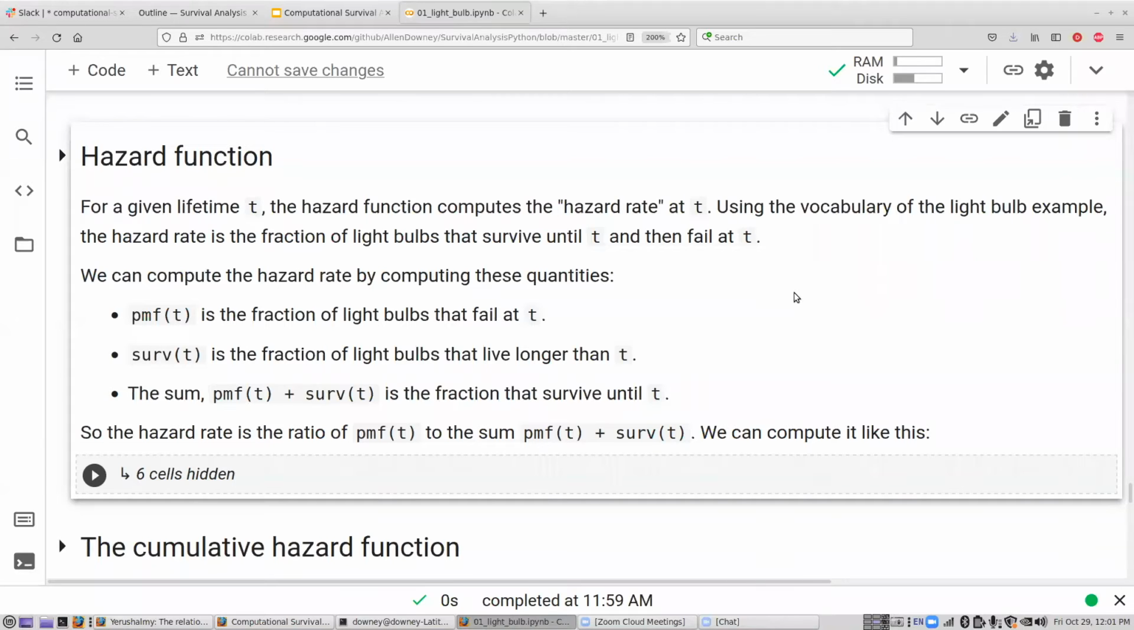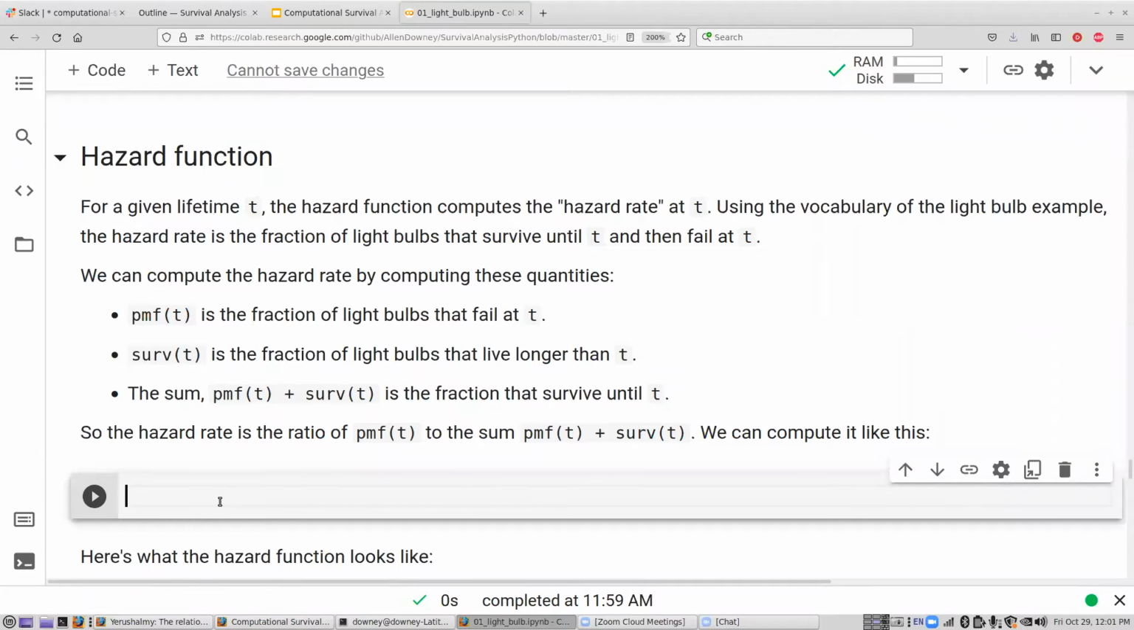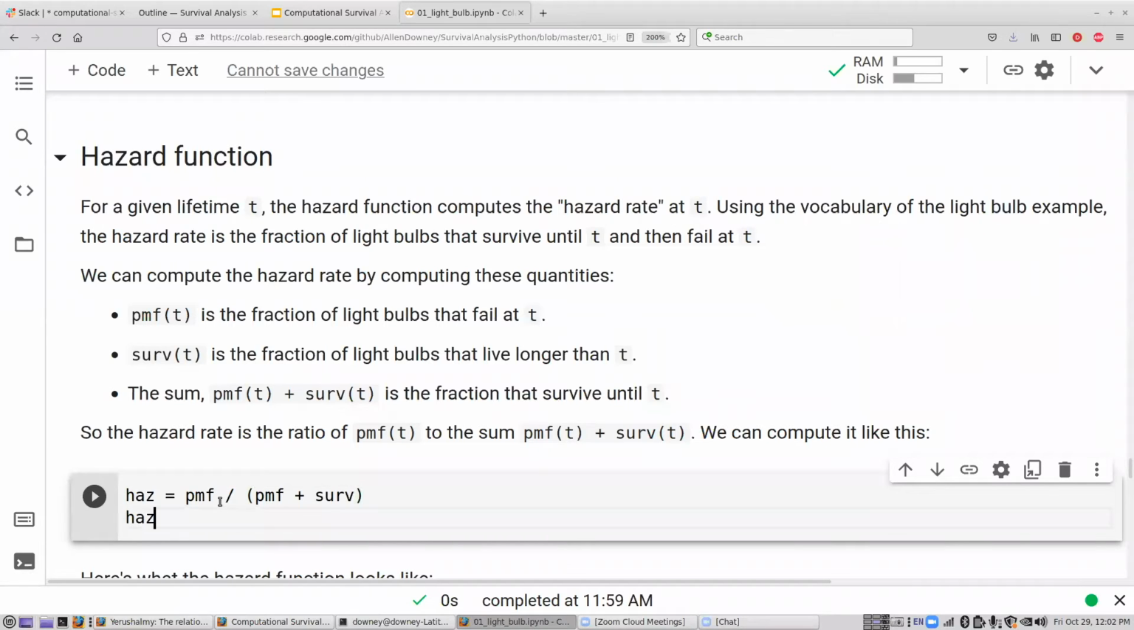If we add the PMF and the survival function, that will tell us how many light bulbs were still burning at time t. The PMF tells us how many of them expired at time t. And the ratio of those two things is the hazard rate. So I've said it in words. Let me show it to you in code. It's almost simpler in code. It is the PMF divided by the sum of the PMF and the survival function. And just to say it one more time, the denominator here is the number of light bulbs that were still burning at time t, and the PMF is the fraction that expired at exactly t. And so what we are interested in is the ratio of those things.